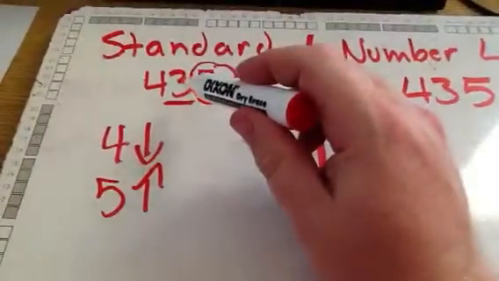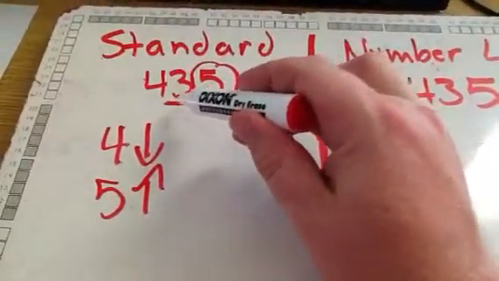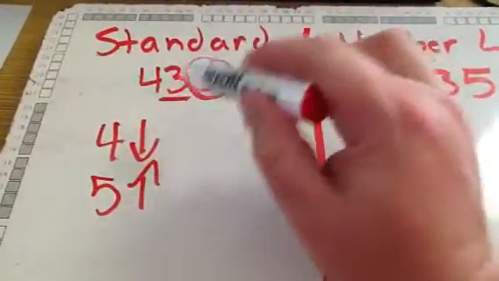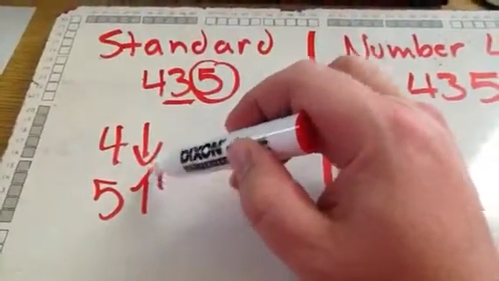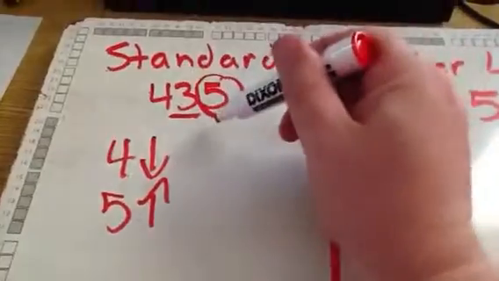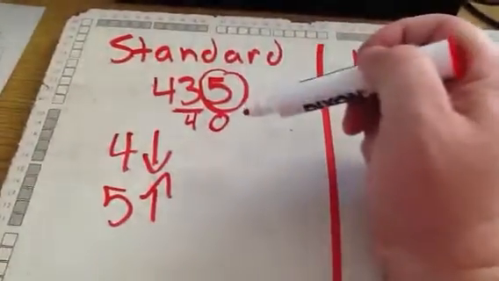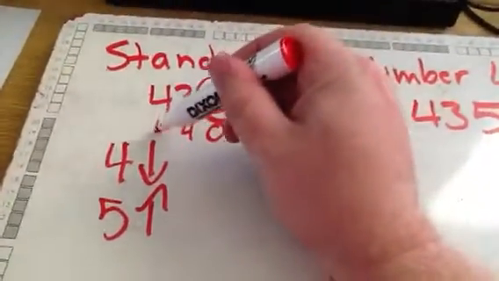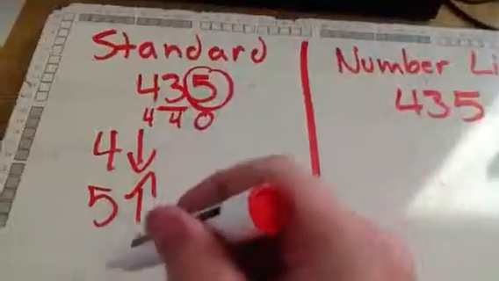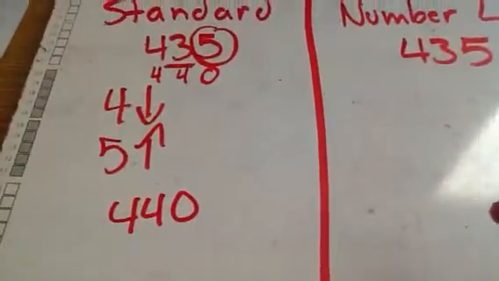So if I'm rounding 435 to the nearest tens, I'm going to go to the 10 spot, underline it. I circle the number next door, which is a 5, and I'm going to look. So since this is a 5, I'm going to go up. I'm going to change the 5 to a 0. I'm going to bump my tens up one spot, one number, so it's a 4, and then put in my number. So if I'm rounding this the standard way, my answer would be 440.